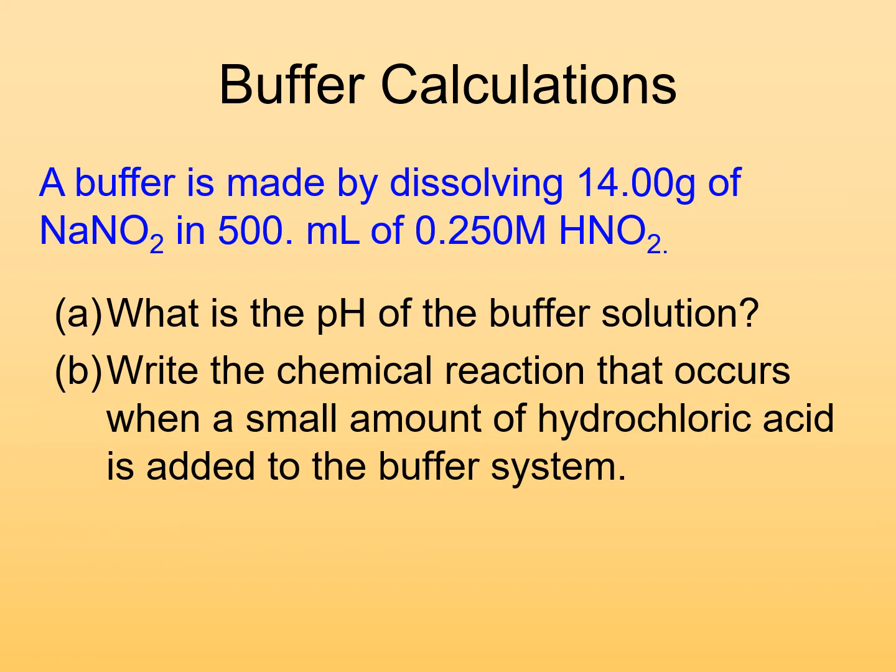Let's look at another problem. We have a buffer that's made by dissolving 14 grams of sodium nitrite in 500 milliliters of 0.250 molar nitrous acid. So we have a weak acid with its conjugate base. It wants to know what is the pH of the buffer solution, and then write the chemical reaction that occurs when a small amount of hydrochloric acid is added to the buffer solution. So yet again, writing out that neutralization equation.